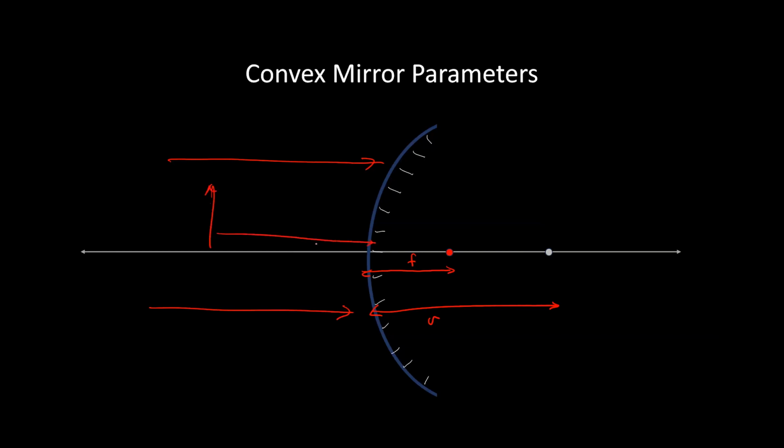There's the distance to the object. The image, we'll see for this type of mirror, will always be here, and it will be virtual. There's the image, the height of the image, and the height of the object. So again, there's the dark side and the light side, or the reflective side.